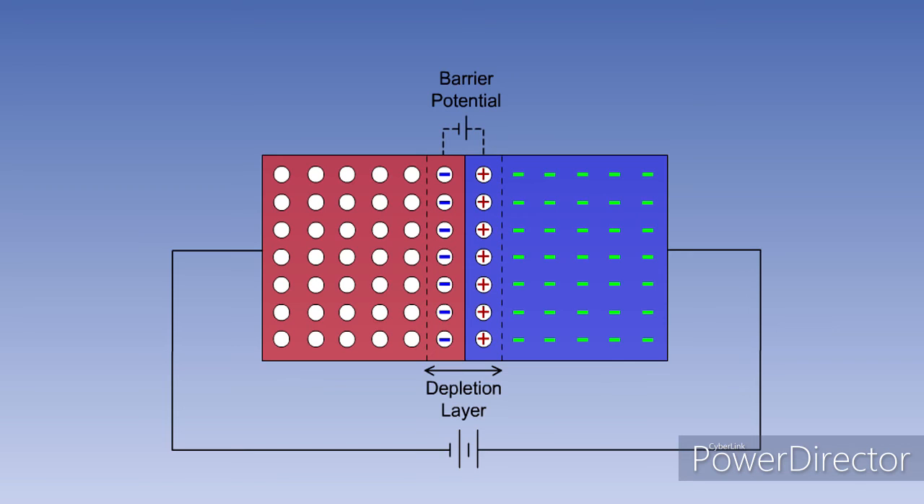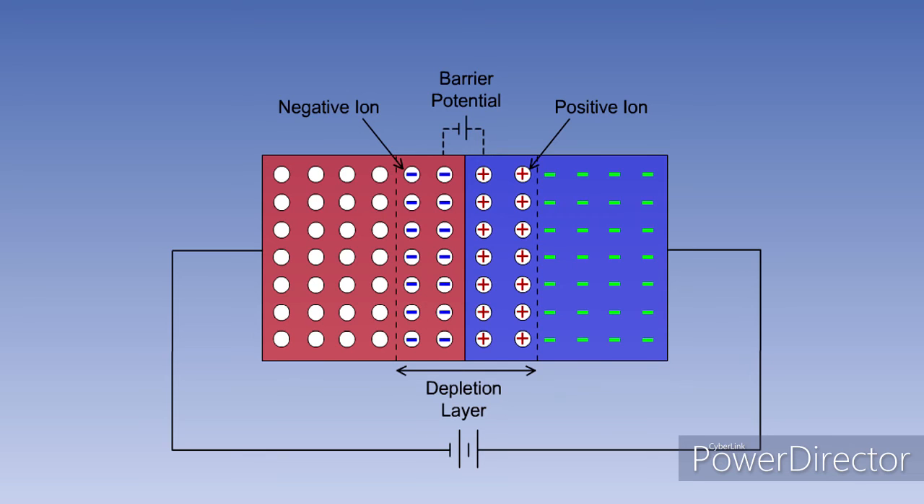If we now connect an external EMF across the material, with the positive terminal connected to the N-type material and the negative terminal to the P, electrons will be attracted to the positive terminal and will be pulled from the N side of the junction. Similarly, holes will be attracted away from the P side of the junction towards the negative terminal. This increases the number of positive and negative ions, deepening the depletion layer. Apart from a very small leakage current, this deepening of the depletion layer prevents current flow across the junction. The junction is said to be reversed biased.